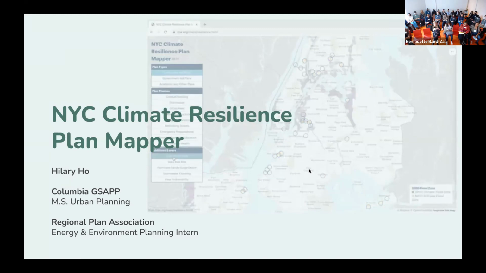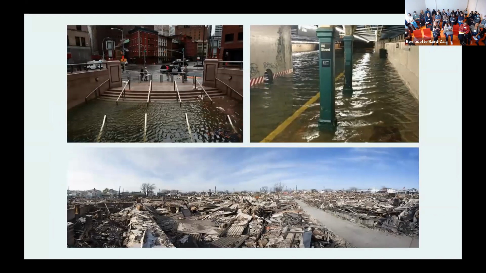I figured probably an apt but also bleak way to start this presentation would be to just take us 10 years back to when Hurricane Sandy first made landfall in New York City. I'm sure many folks in this room know, but New York City was just really ill-equipped to prepare for a storm of this nature. Our transit infrastructure, our housing stock, our building infrastructure really took a huge toll. Over 40 people lost their lives during this storm.